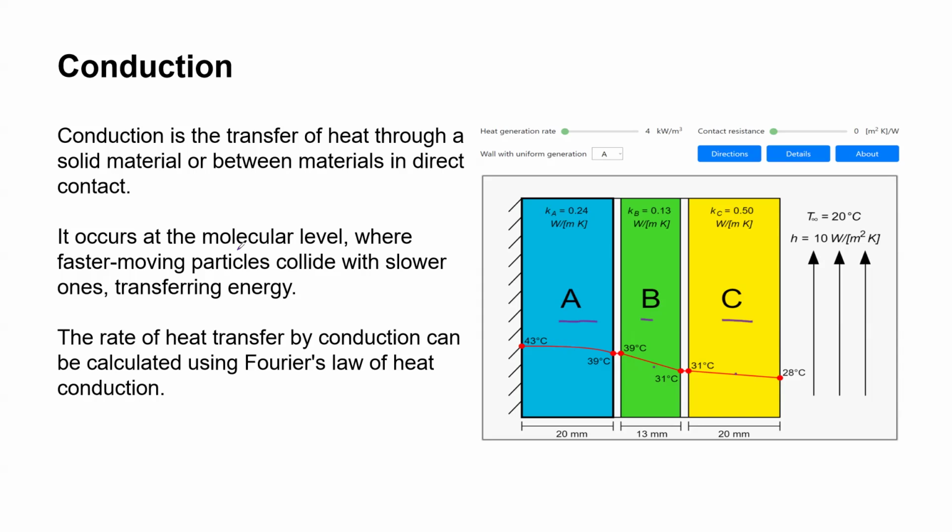And as their movement increases, they'll be colliding with the slower ones, transferring their energy and making them also move faster. So the rate of heat transfer by conduction can be calculated using Fourier's law. So let's look at the law.